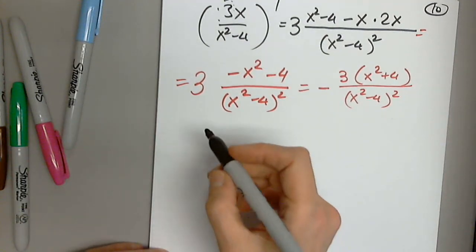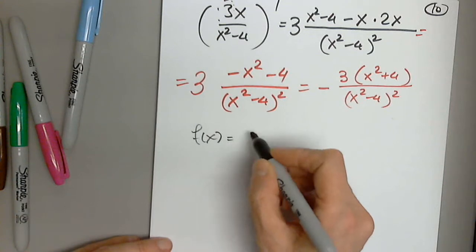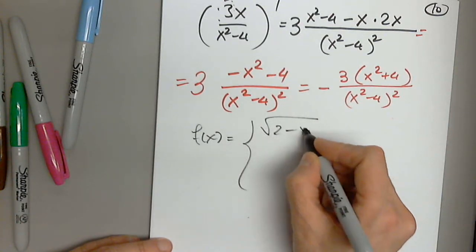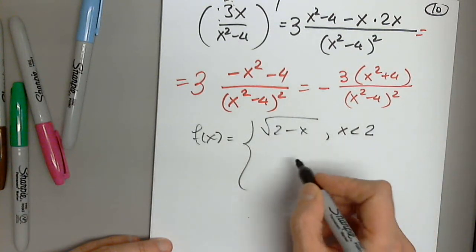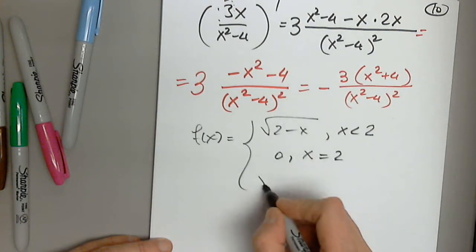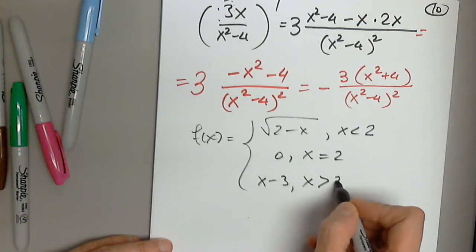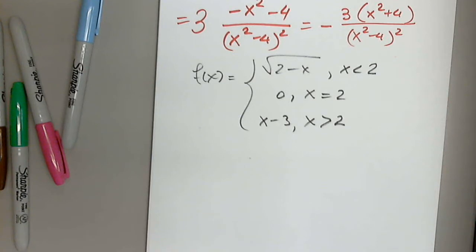So now let's look at f of x, which is the square root of 2 minus x for x less than 2, is 0 for x equals 2, and x minus 3 for x greater than 2. Now, this is very important to be able to graph a piecewise defined function and analyze and answer questions based on that. So this is very important.